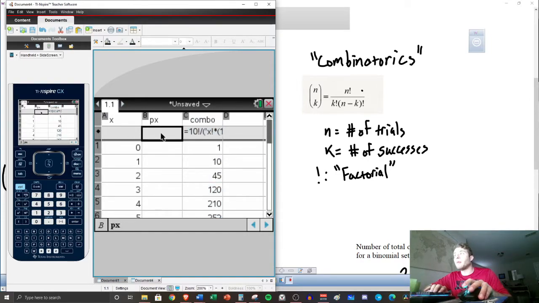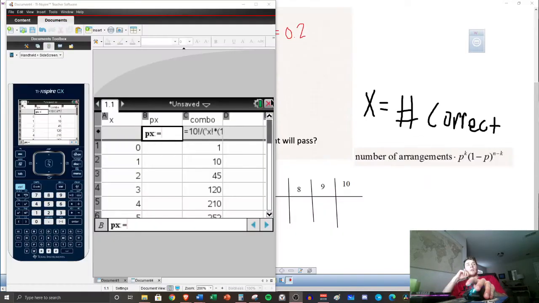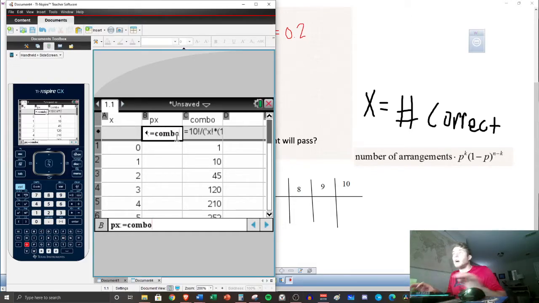Now, we want these probabilities. We're using this formula on the right side of the screen here, and we're putting that here. The number of arrangements is going to be in this column, so we're going to start with combo in here, C-O-M-B-O. Also, if you can't get your calculator to type combo for some reason, just put the letter C or any letter that works. And then we want to multiply by the probability, which is 0.2.